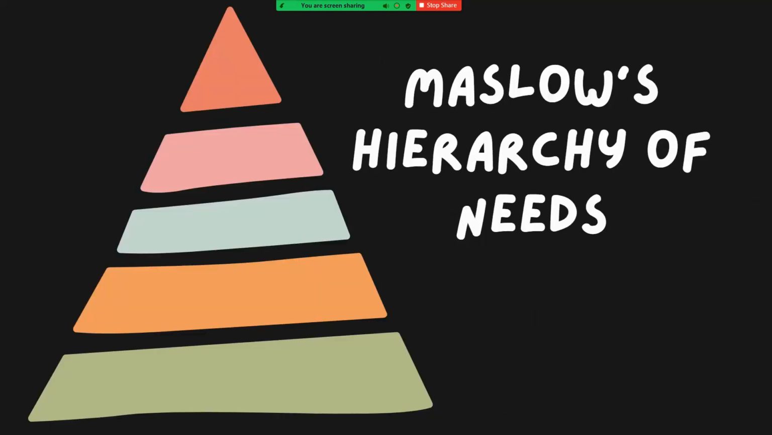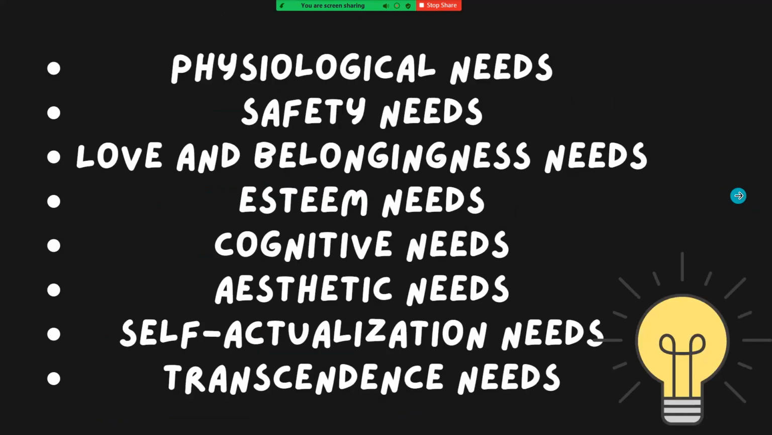Next, we're going to talk about Maslow's hierarchy of needs. Again, this is something I had never heard of before this book, and we're just going to take a quick look at it. So physiological needs are at the base of the chart, then safety needs, love and belongingness needs, esteem needs, cognitive needs, aesthetic needs, self-actualization needs, and transcendence needs.